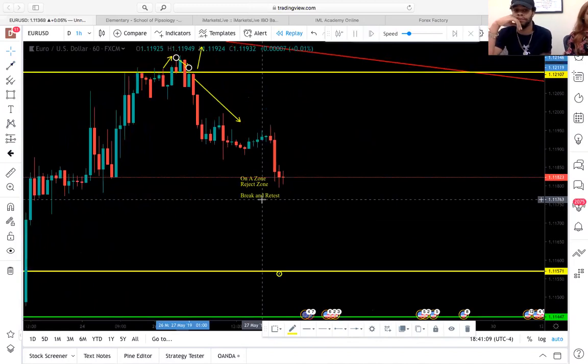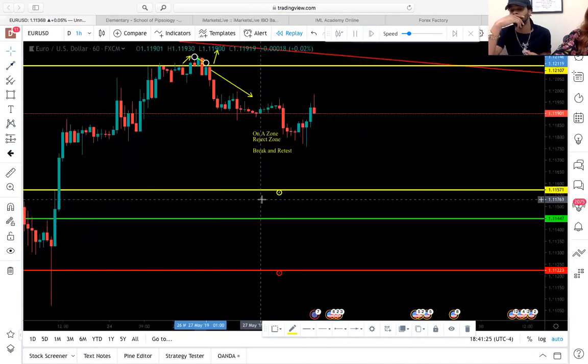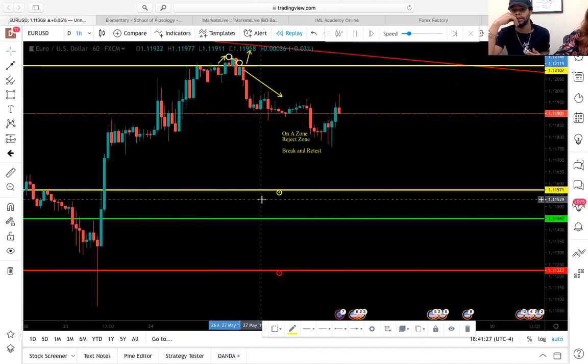Patience is the key. Price, think about it. It's either going to do two things on the zone. It's going to reject that zone, or it's going to break and retest. It rejected that zone, and it went for a sell.